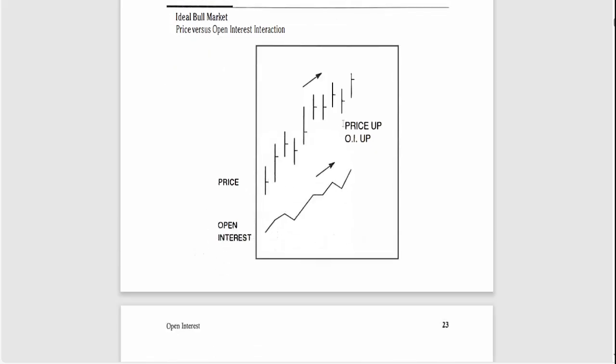When price is going up and open interest is increasing, that's a healthy uptrend. Don't sell in that market. Never look for selling opportunities when the market is going up and open interest is increasing. Never sell in this market. Always look for the buying opportunity. That is the basic concept.